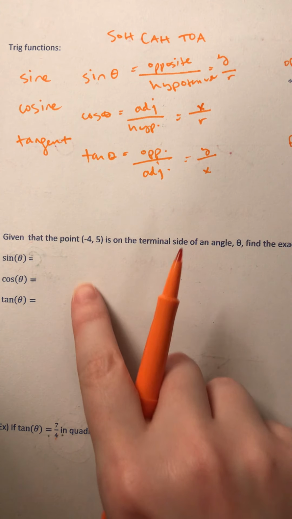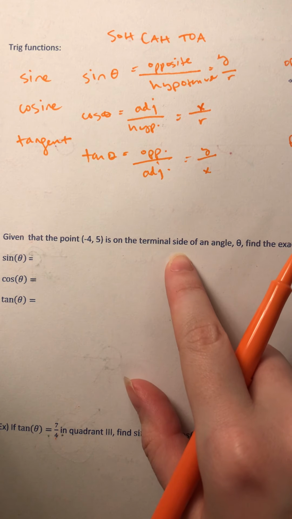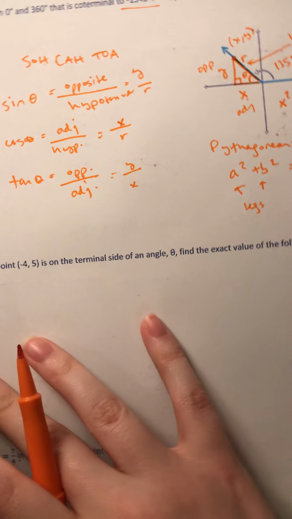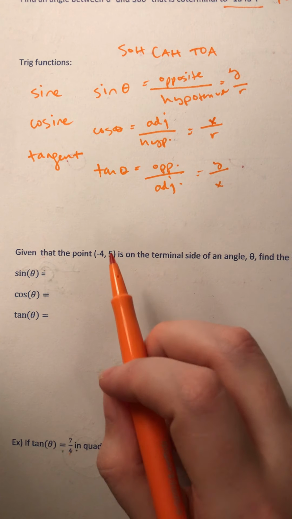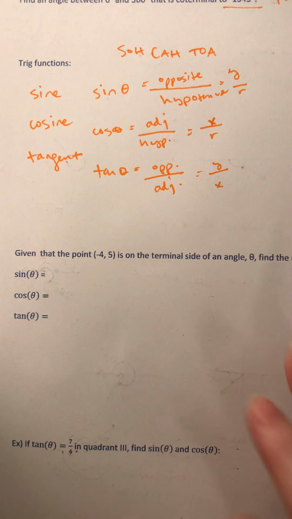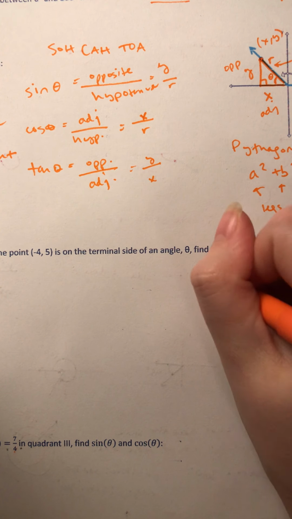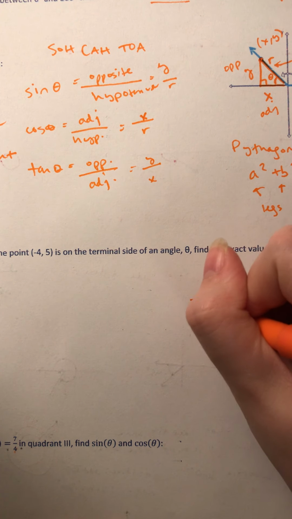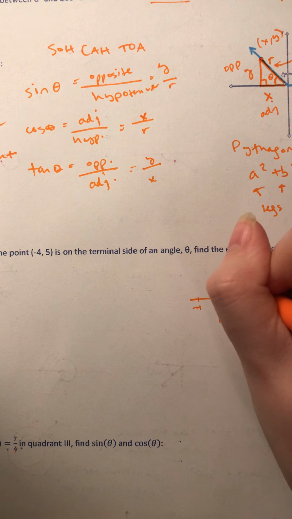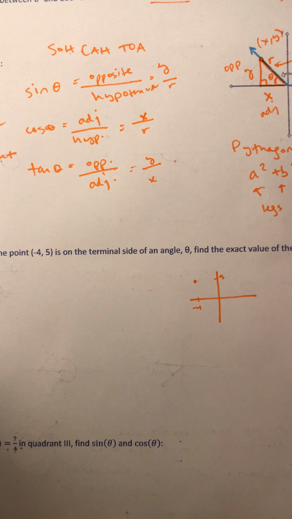Given that the point -4, 5 is on the terminal side of an angle theta, find the exact values of the following: sine, cosine, and tangent. For these problems, we're going to graph this point. So I'm going to sketch a coordinate plane, and on your homework, you'll have to do the same thing. The first thing I would do on these problems is sketch a coordinate plane and plot -4, 5. It's somewhere right there. Let's guesstimate.